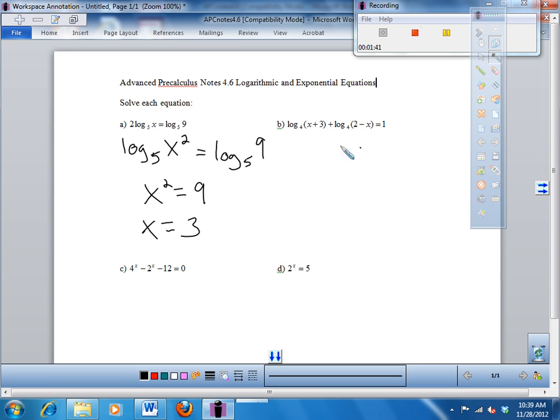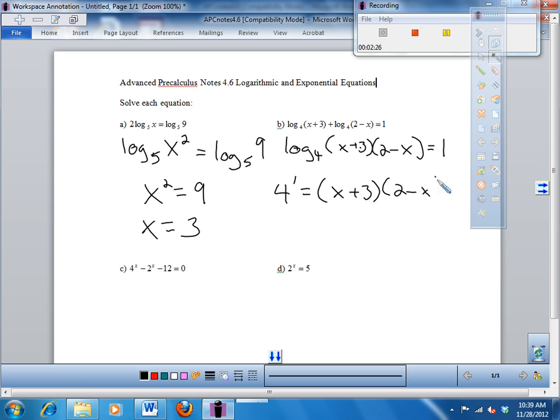So with this one, this is a little trickier. What you want to do is use the product rule: the sum of the logs is equal to the log of the product. So you can rewrite this as log base 4 of x plus 3 times 2 minus x equals 1. This is kind of a funky problem. Then you get rid of the logarithm by rewriting this as 4 to the first power equals x plus 3 times 2 minus x.